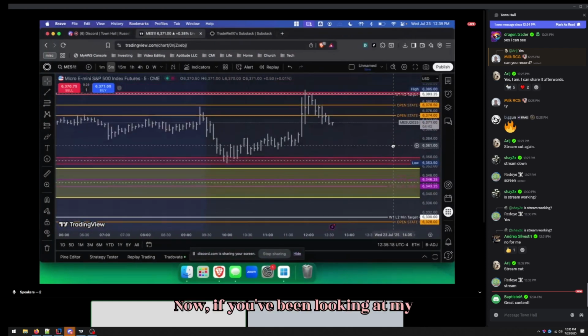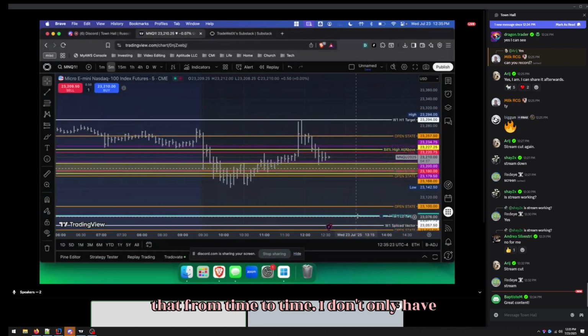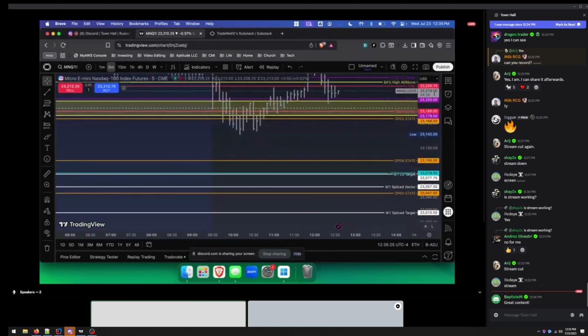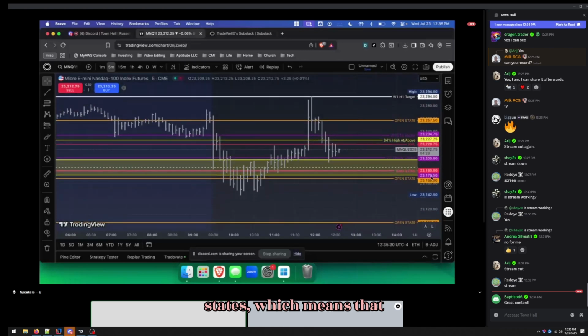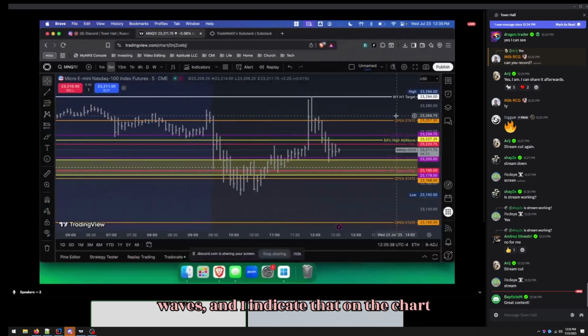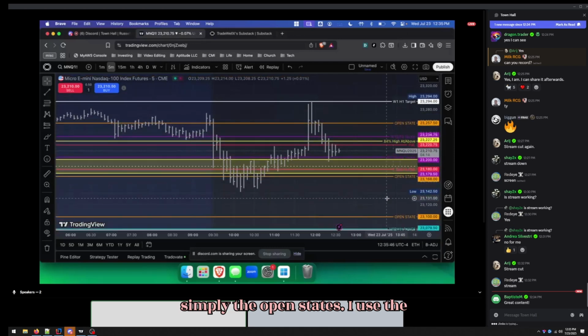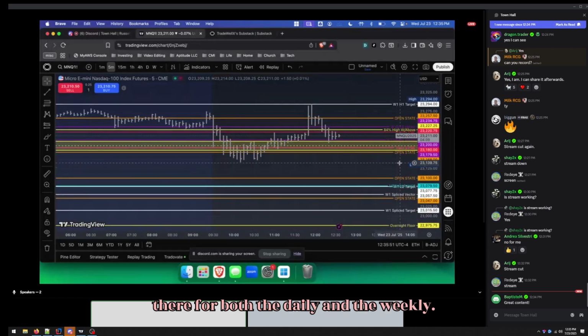Now, if you've been looking at my charts for any period of time, you see that from time to time I not only have normal open states dictated, but sometimes you'll see 2x, 3x open states, which means that there are open states that I've retrieved from across multiple time frames and waves. I indicate that on the chart to help me, so I pay a little bit more attention to that. So that's simply the open states. I use the market maker tool and put that on there for both the daily and the weekly.